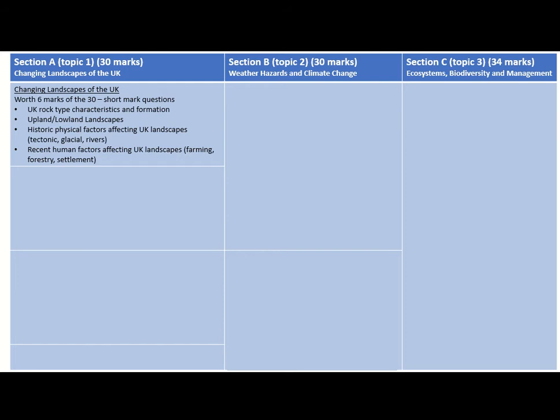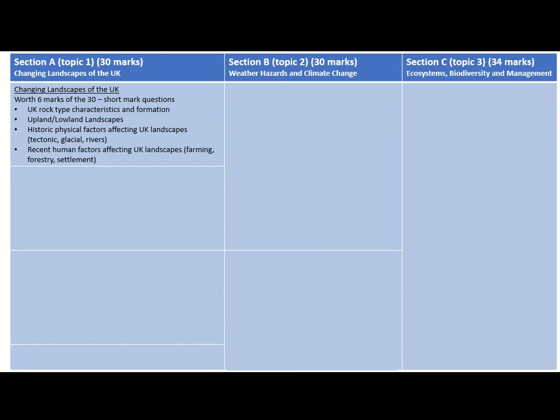So section A in more detail, which looks at changing landscapes of the UK, and this is by far the longest topic with the most content that you will study throughout your time at GCSE Geography. There's lots more content that you'll learn than will actually appear on the paper. So it will begin with 6 marks, which are available for the changing landscapes of the UK in general. So they're going to be short mark questions, because being only 6 marks means they can't really squeeze in a really long essay type question.